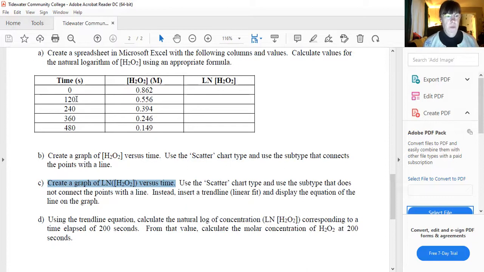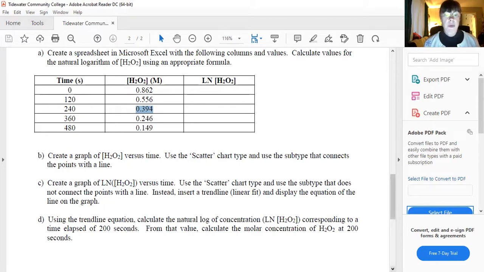But look at your data here. You're looking for a time that's at 200 seconds. So one way to judge whether or not you're headed in the right direction is look at your data. At 120, I have a little over half a molar. At 240, I have 0.39 molar. So if I picked a value for 200, your answer should be less than the 0.556, but more than the 0.394.